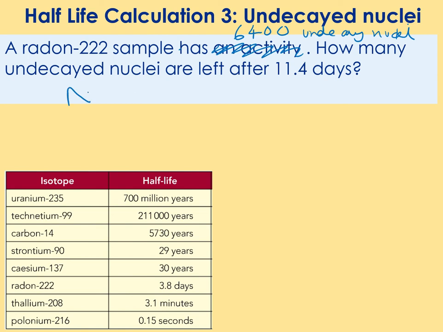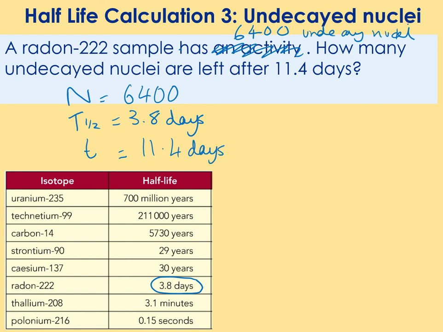So this time we're interested in the number of undecayed nuclei. That starts off at 6,400, and we are interested in radon 222, which has got a half-life of 3.8 days, and we're interested in time equals 11.4 days. So the first thing we need to do is work out how many half-lives that's going to be. So we've got 11.4 days divided by 3.8 days is going to be 3 half-lives.